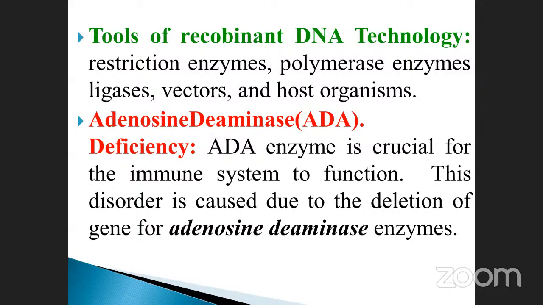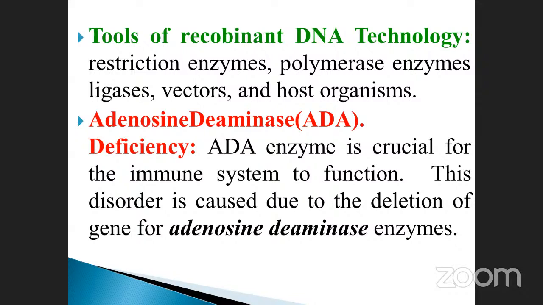And the next one is adenosine deaminase. It's nothing but one of the enzymes, simply called ADA. Sometimes they may ask the question, what is ADA deficiency? It is a very important function of the immune system. Deaminase, with the suffix -ase, means it is an enzyme. The ADA enzyme is crucial for the immune system to function. This disorder is caused due to the deletion of the gene for the adenosine deaminase enzyme.